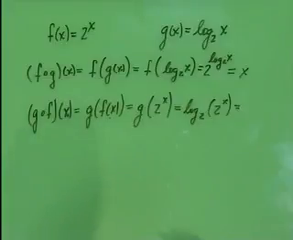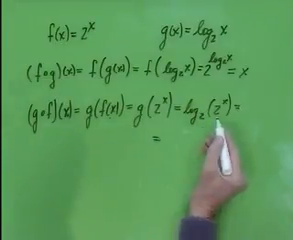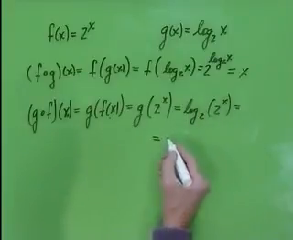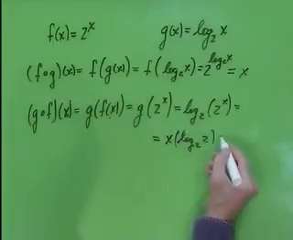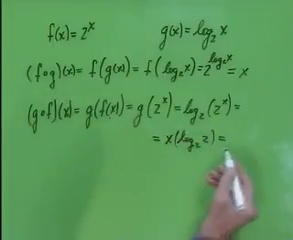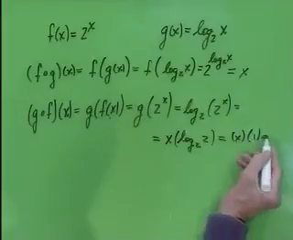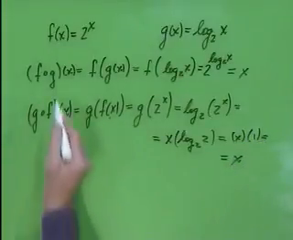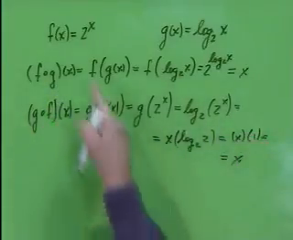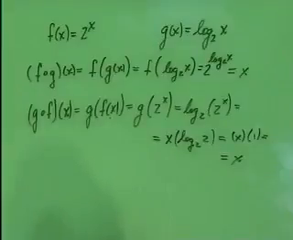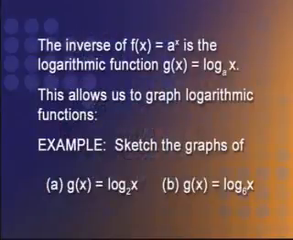Now, using another property of logarithms, how can I reduce this? If we bring the x out in front, this is x log base 2 of 2. And what is the log base 2 of 2? 1. So this is x times 1, or x. So you see, in either order, my composition of functions on x gives me x. So these two functions are inverses of each other. Now, let's go to the next graphic. The inverse of a function f of x equals a to the x is the logarithmic function g of x equals the log base a of x.